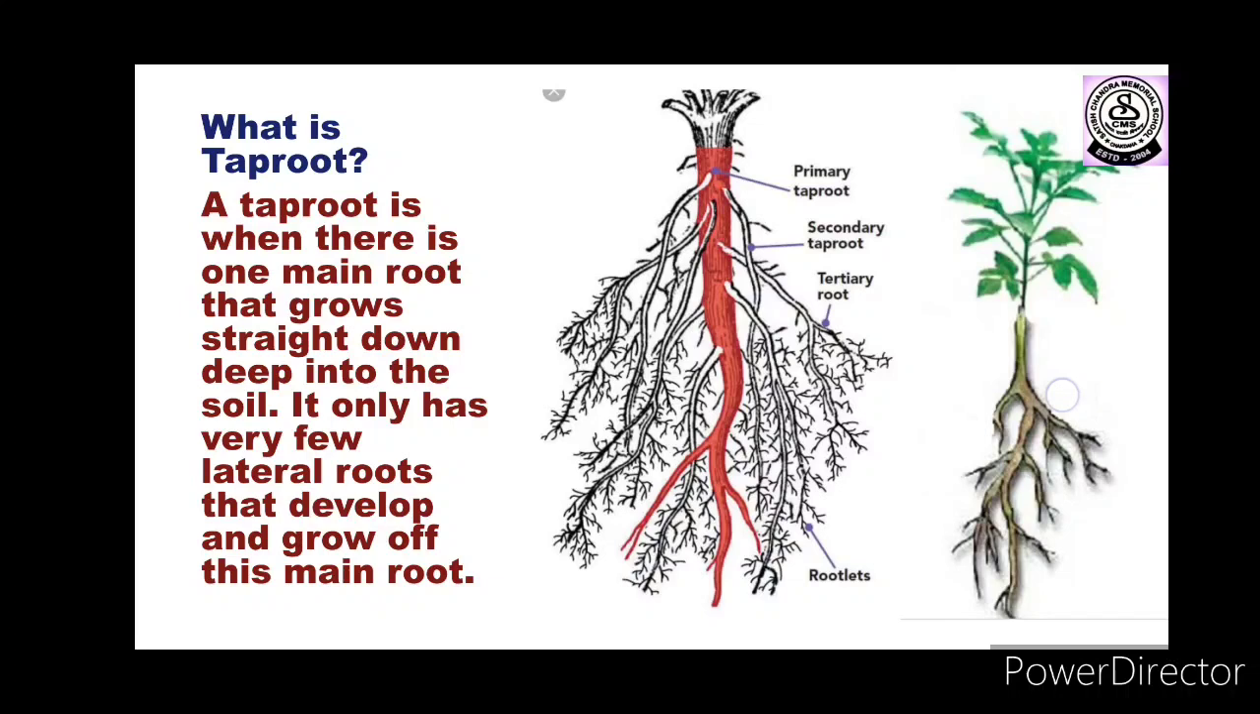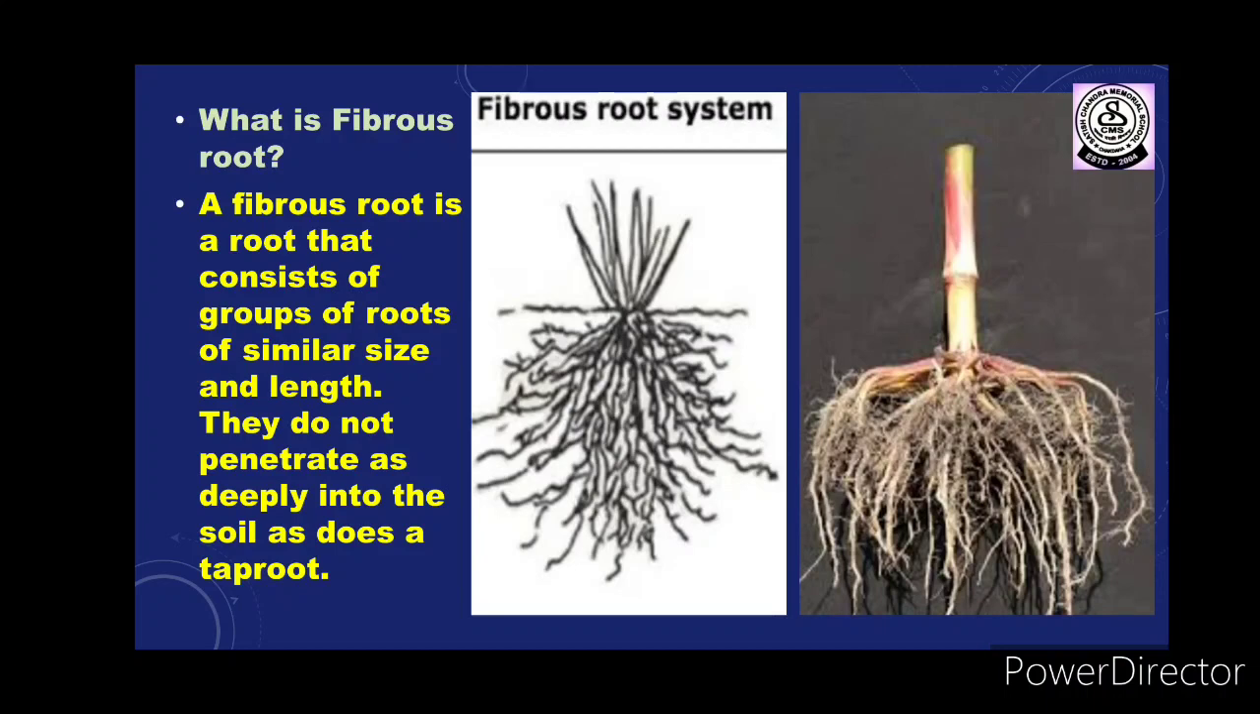Another picture also I have given. This is also a taproot system. This is the main root, and the other secondary or lateral roots are coming from the main root, which is supporting the main root. Next, what is fibrous root system?